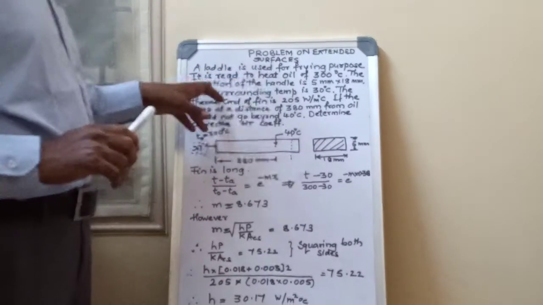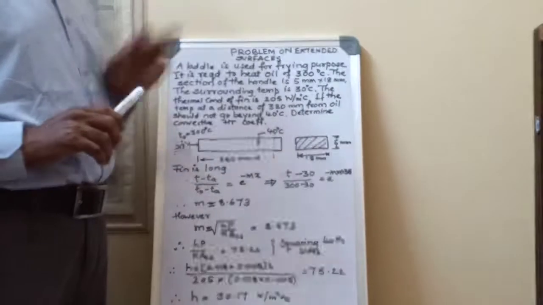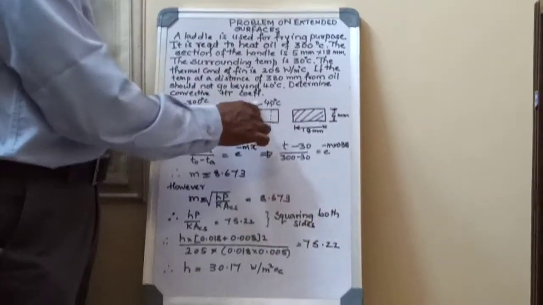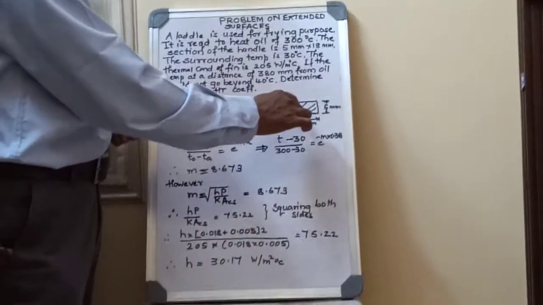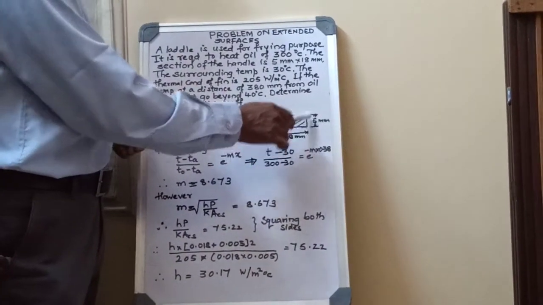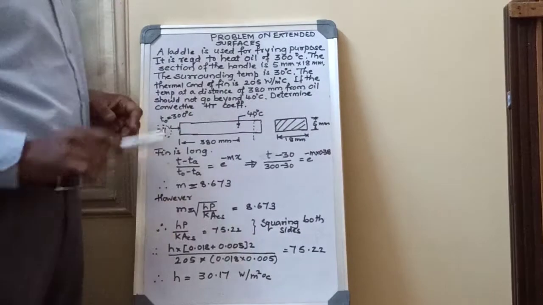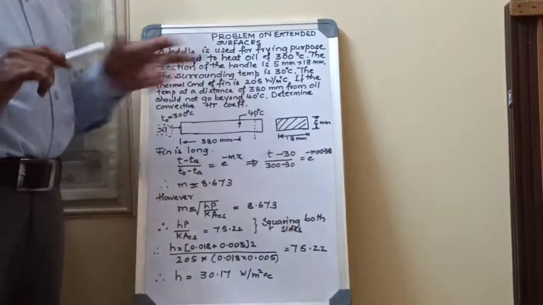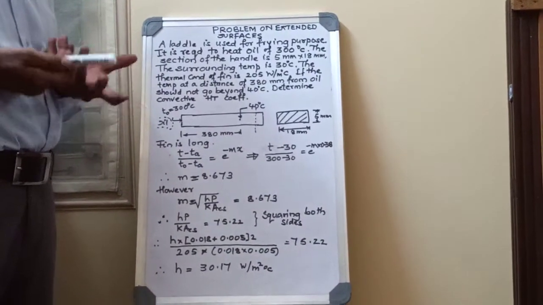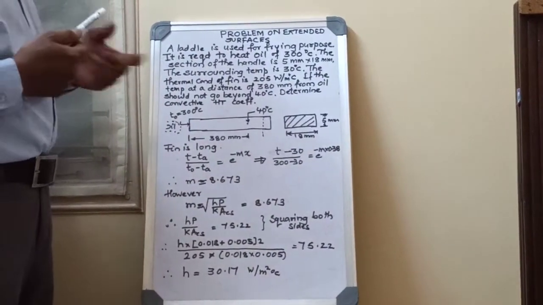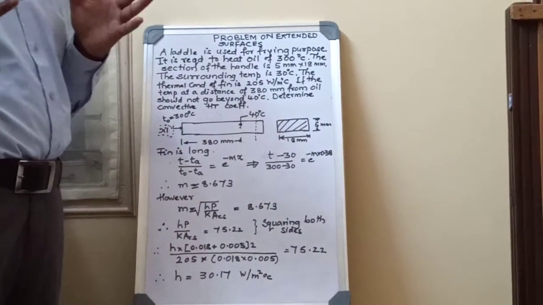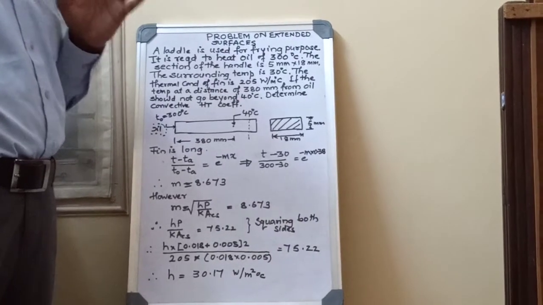Now, the section of the handle is 5 millimeter into 18 millimeter. You can see this is the 5 millimeter and 18 millimeter. This is the ladle, a long ladle with a rectangular cross section, 18 millimeter long and 5 millimeter width or height. So 18 into 5 is the cross section of the ladle. The surrounding temperature of the air is 30 degrees centigrade.